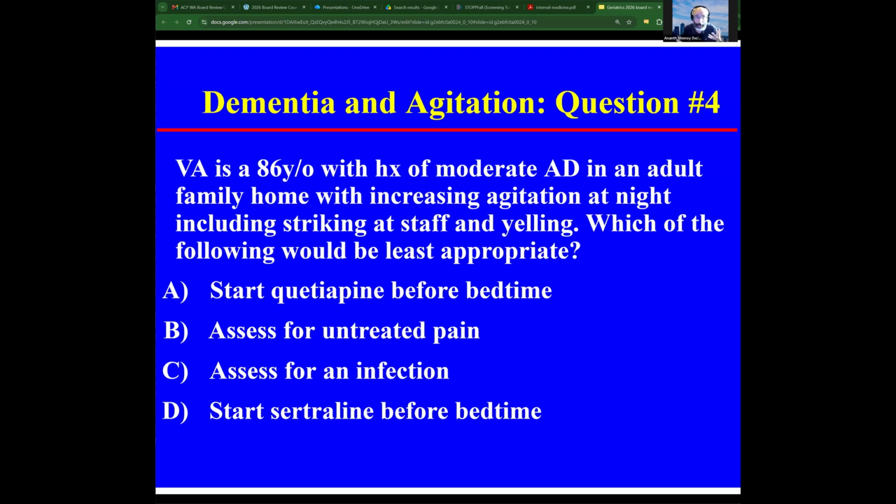And of course, on the boards, there will be questions structured this way in terms of what would be the least or the worst possible answer. So is it start quetiapine before bedtime? Is it assess for untreated pain? Is it assess for an infection? Or start sertraline before bedtime as a trial?